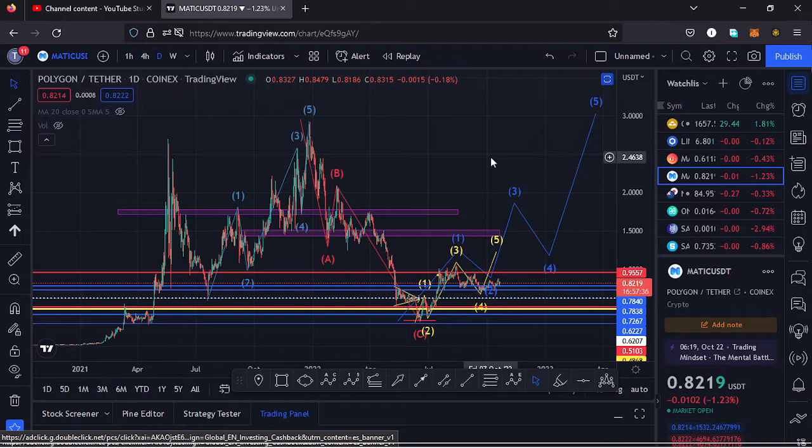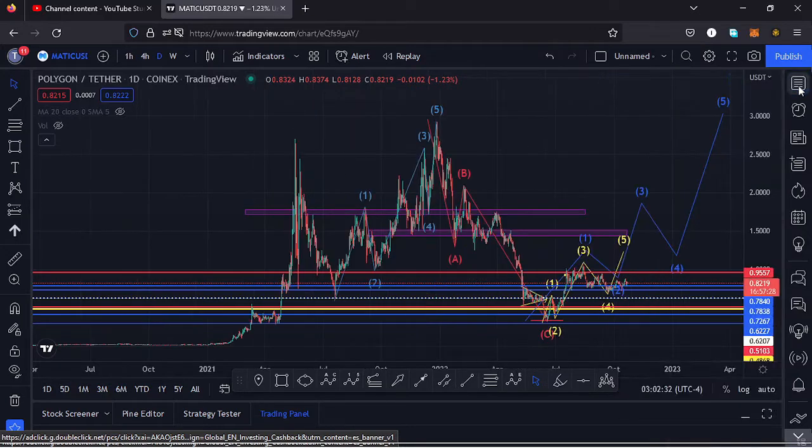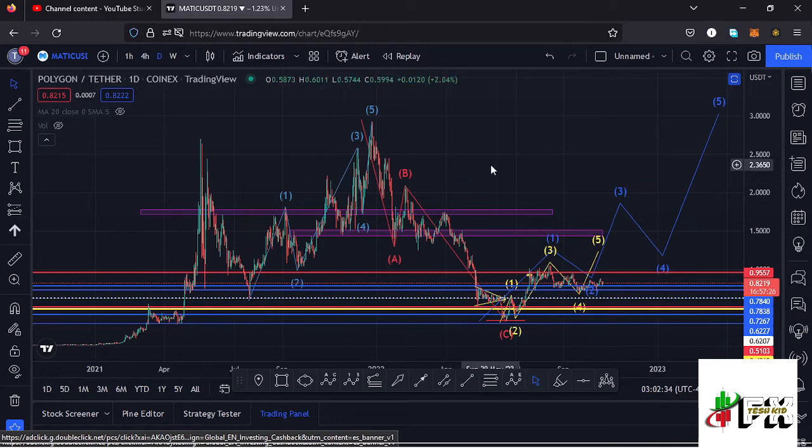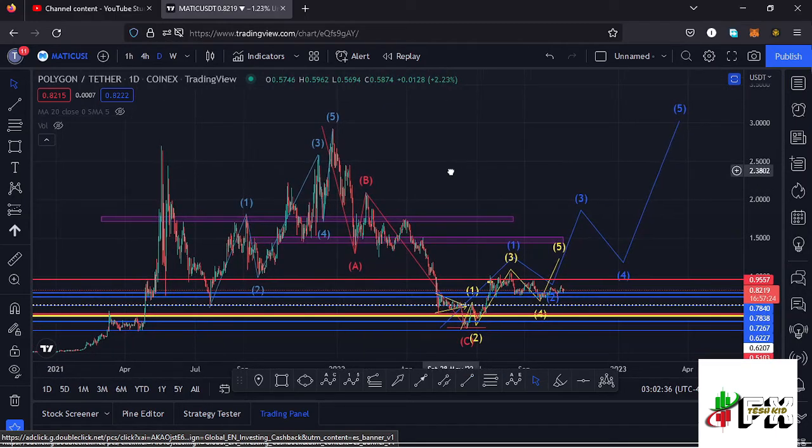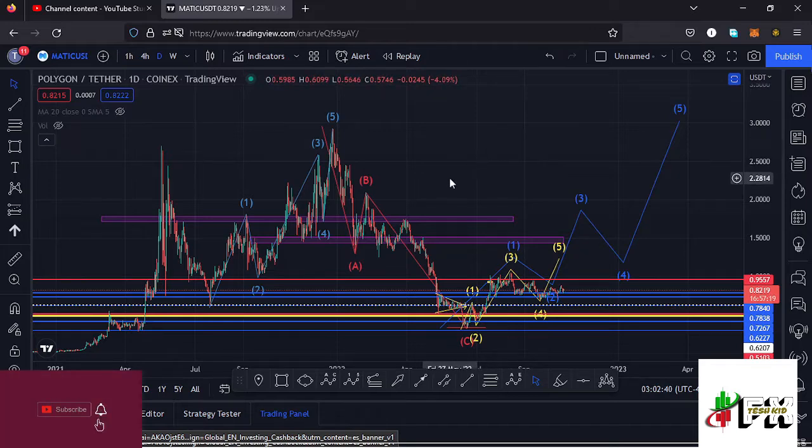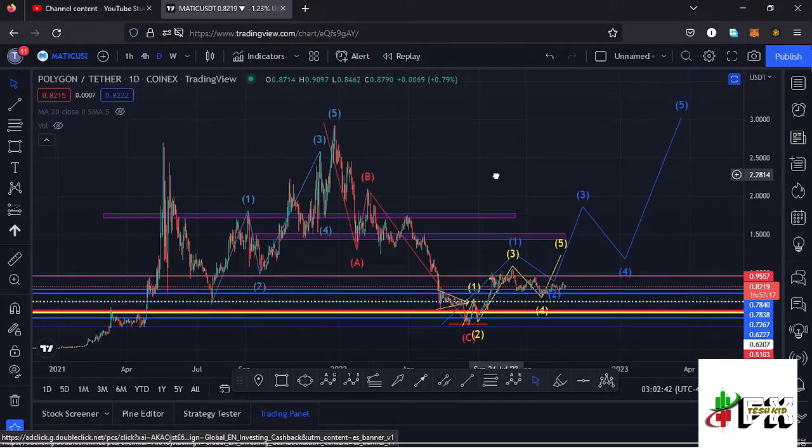I'll be giving you a price prediction update on Polygon Matic, whose current price stands at the $0.8219 mark, and here on TradingView the market is down by 1.23%. And in this video I want to give you the key scenarios that I expect to play out, basing my analysis on the Elliott waves and the Fibonacci's, and also the key areas of support and resistance. And I'll kickstart the video by giving a brief of what has been happening on this chart.